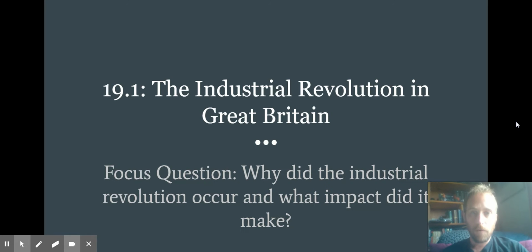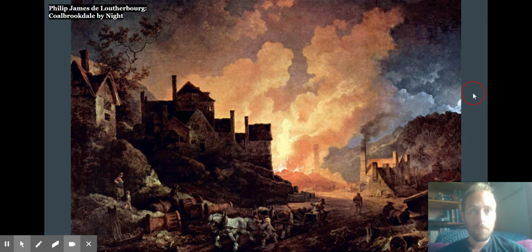So the first section is about the Industrial Revolution in Great Britain, and the focus question you're going to have to answer for this section is: why did the Industrial Revolution occur and what impact did it make? There's going to be a lot of different ways you can answer that question, because there are a lot of reasons that the Industrial Revolution occurred, and there are many different kinds of impacts that it made. So you can focus on what you're the most interested in.